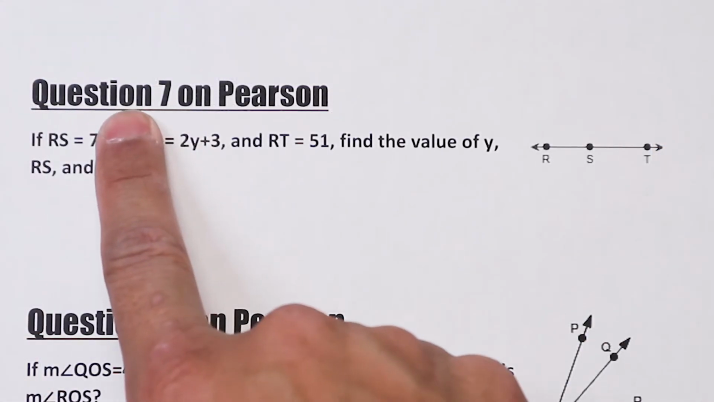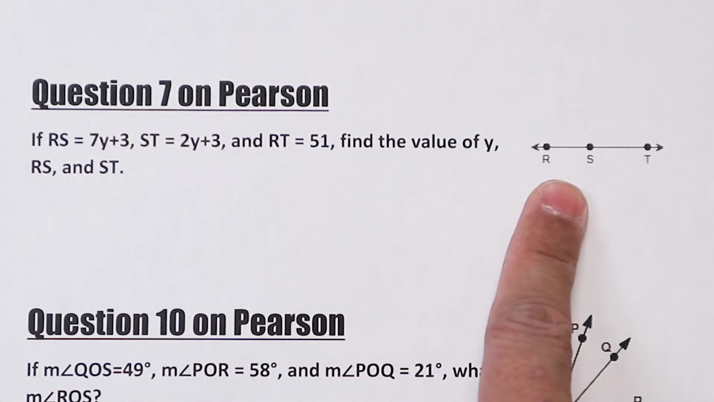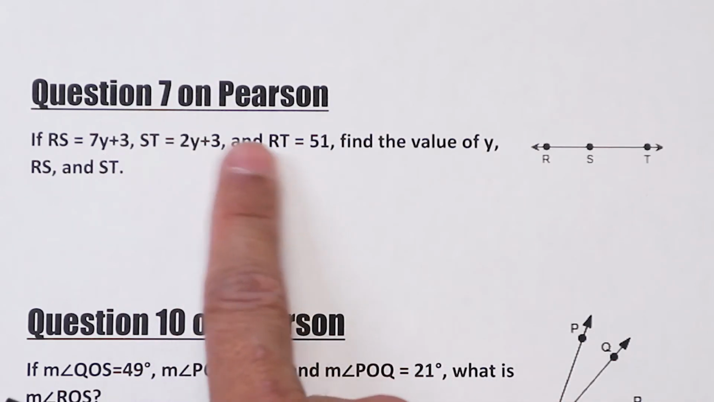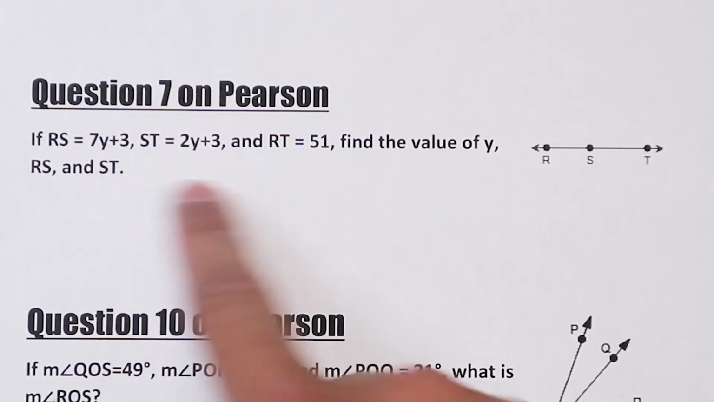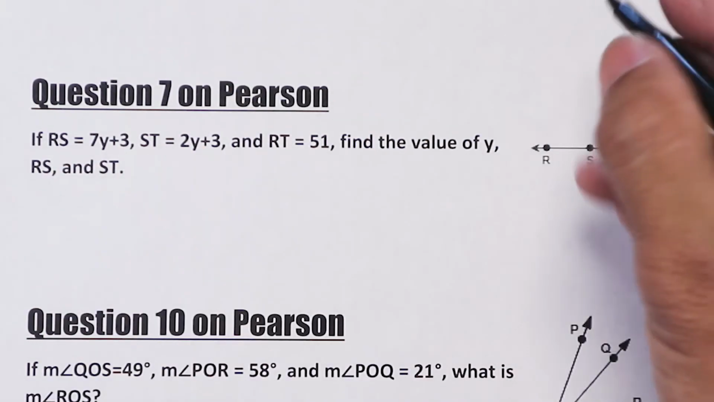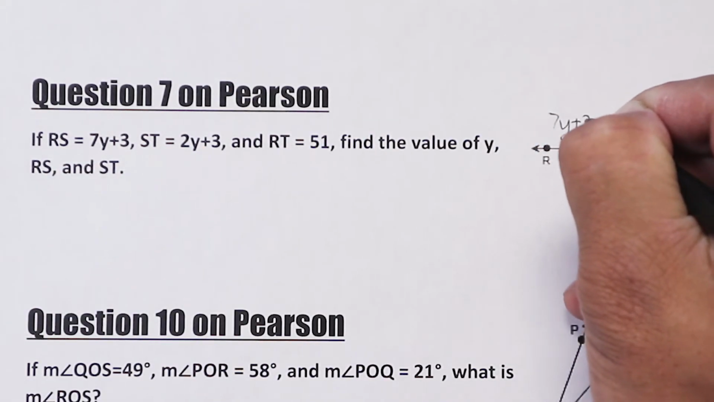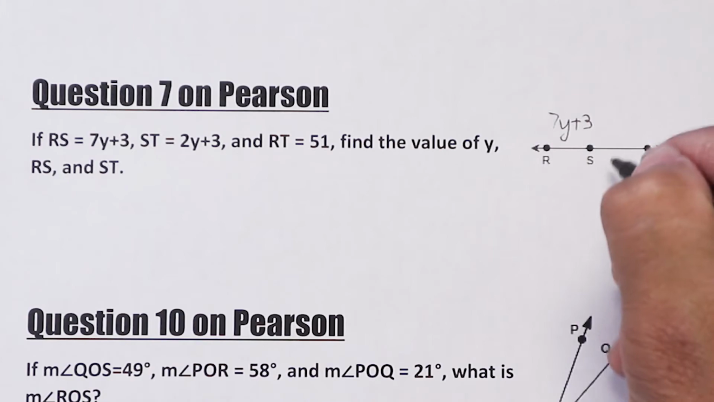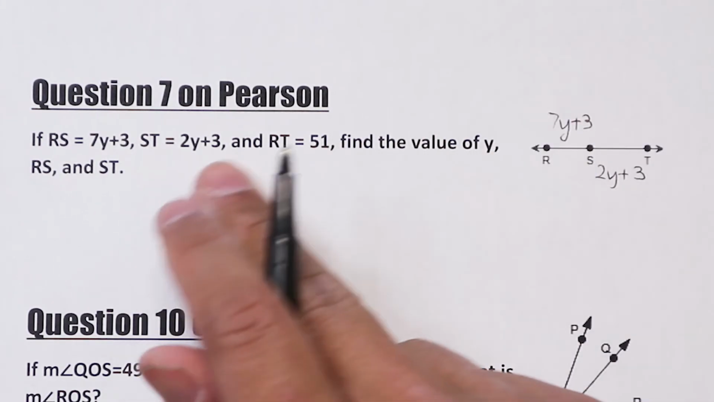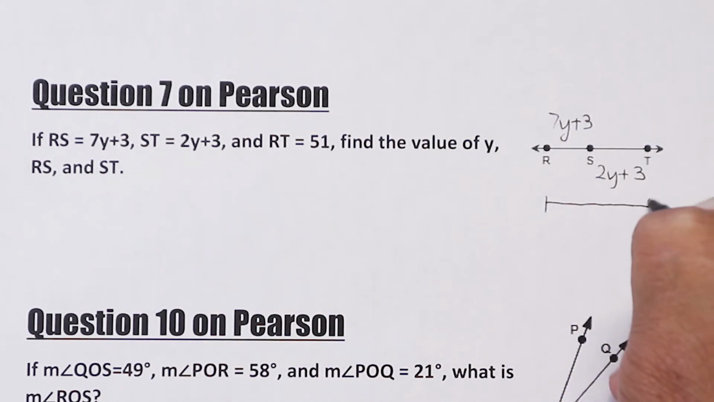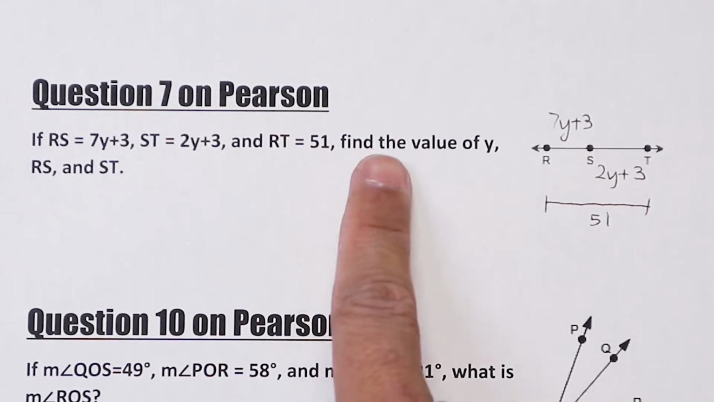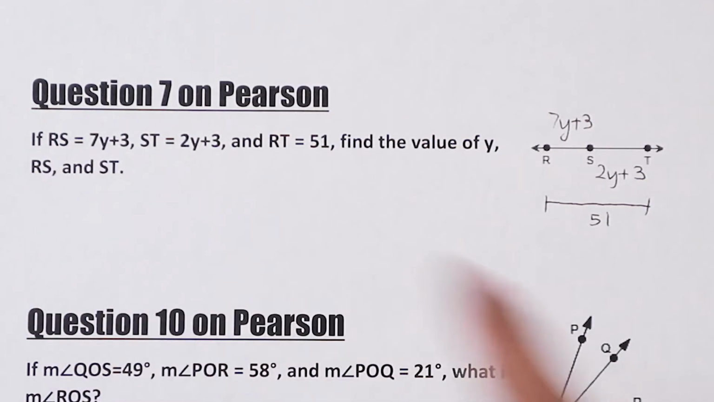For example, on question number 7 on Pearson's, you see this diagram. Now, these numbers might be different depending which version you have, but let's say you know the length of RS, which is 7y plus 3. And you know the length of ST, which is 2y plus 3. And you know that the entire length, RT, is 51. Well, you have to find the value of y, the RS, and ST.